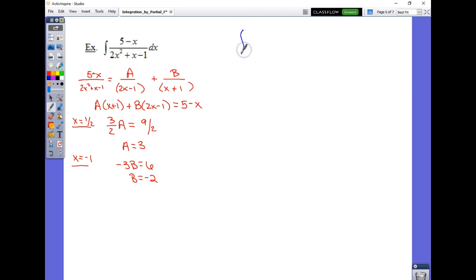We start splitting it. So I've got 3 as my a, times the integral of 1 over (2x minus 1) dx, plus the integral of, not plus, apparently I want that to be a minus, minus 2, 1 over (x plus 1). It's okay, buddy. What happened? Oh, it's okay. You can drop the marker.